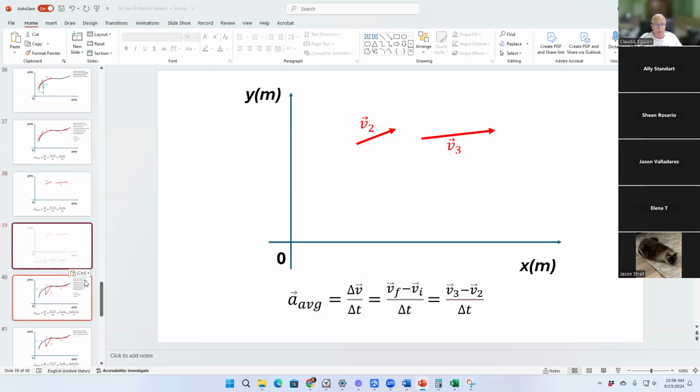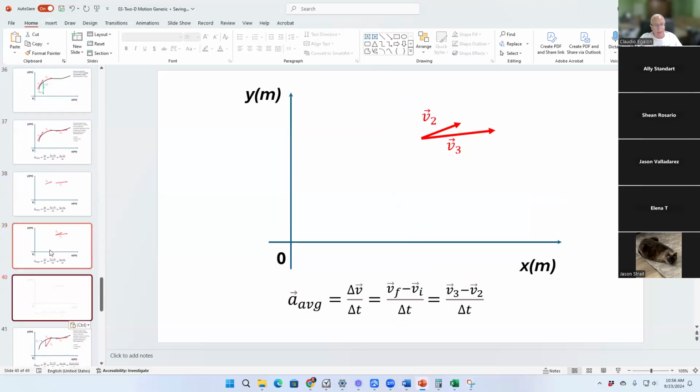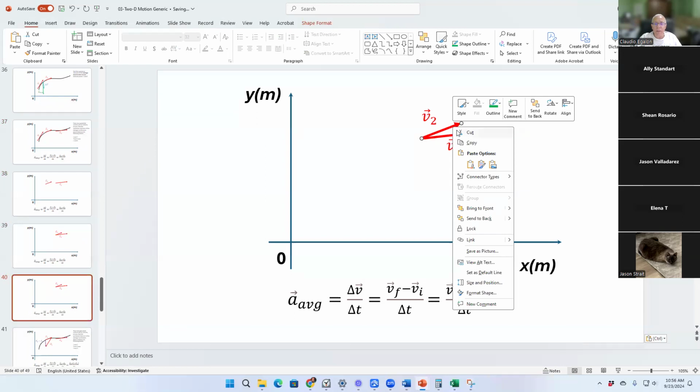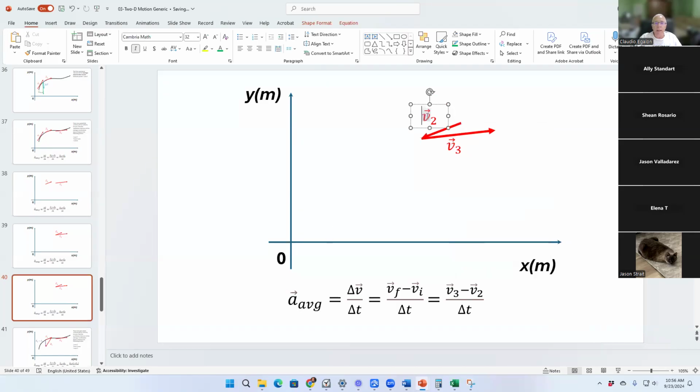The next, just another example. Here we go. V2 is going to be here. First we put them tail to tail, right? And then we invert its direction. Yeah. And then I can denote it like that.